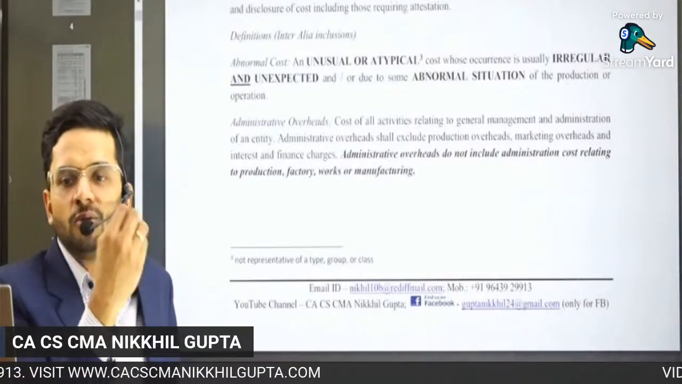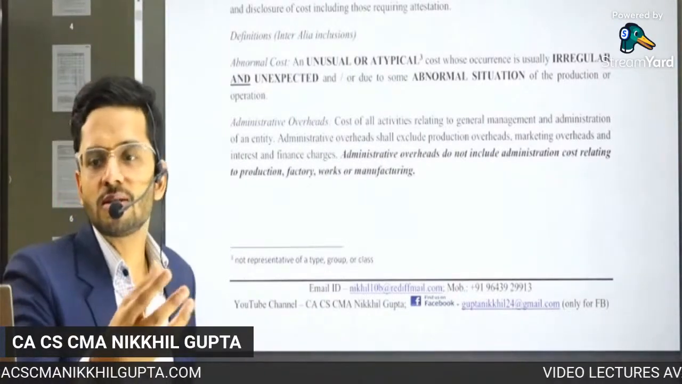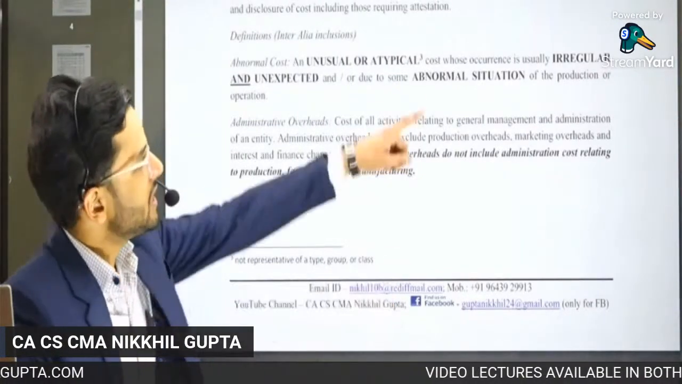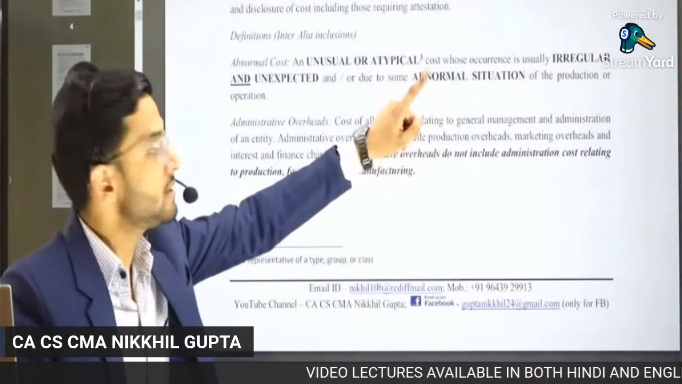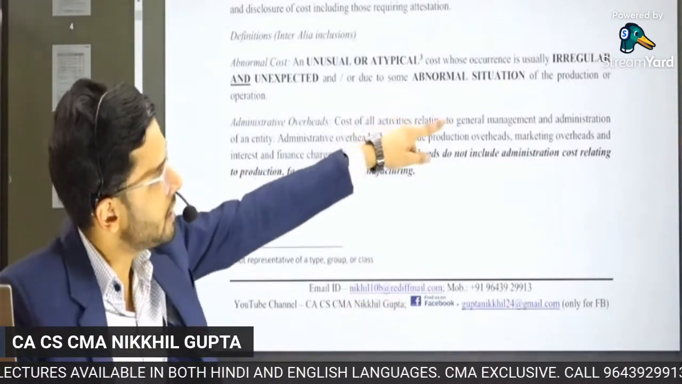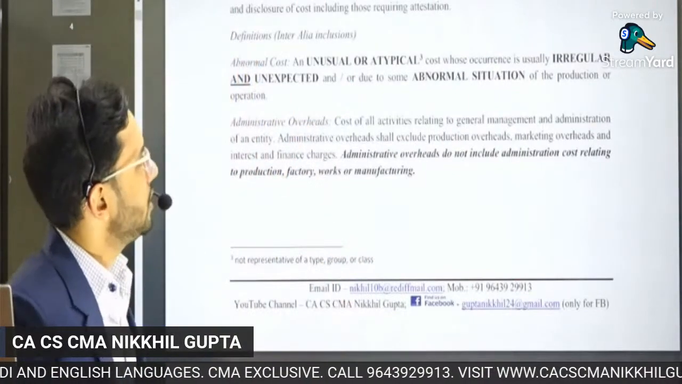So the keywords over here are that it's an unusual, atypical cost, which occurs irregularly. It doesn't happen regularly. It occurs irregularly, or unexpectedly. You don't expect it and suddenly it happens, and it occurs in an abnormal situation. That is known as abnormal cost.